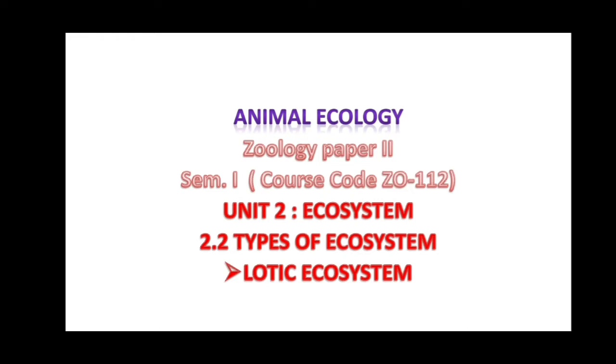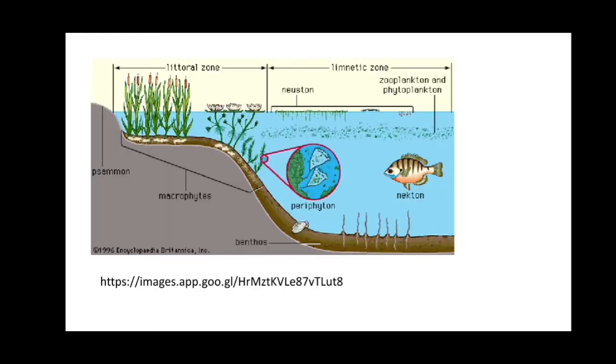That subject is Animal Ecology, Zoology Paper 2, SEM 1, course code is Z0112, Unit 2, Ecosystem. So the type of ecosystem is the Lotic Ecosystem. In that, you can see here in this image, this is the diagram of a river.